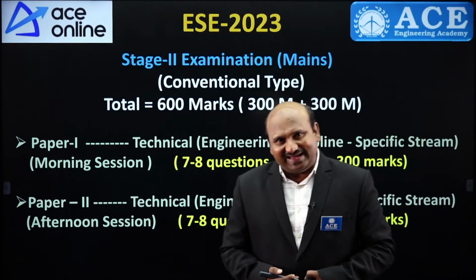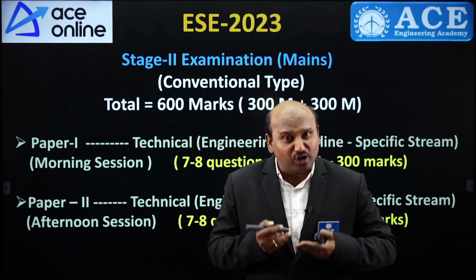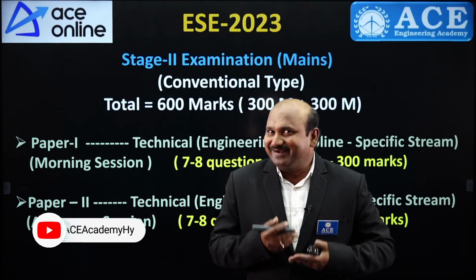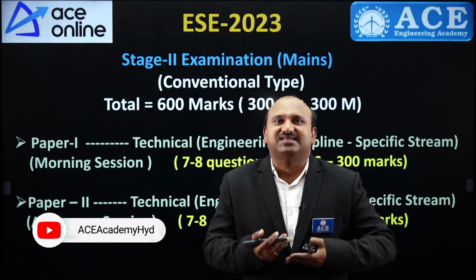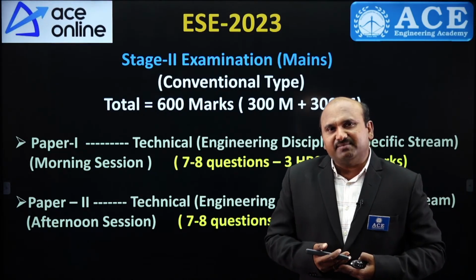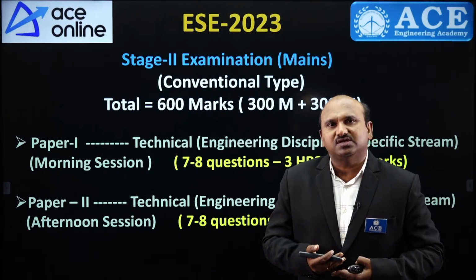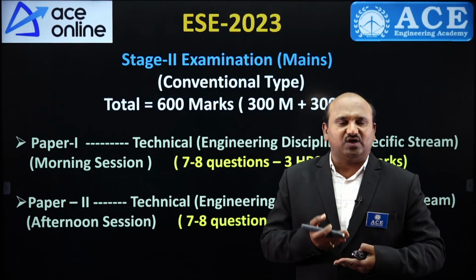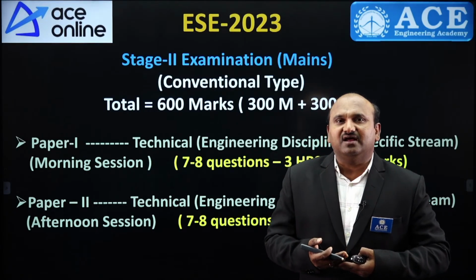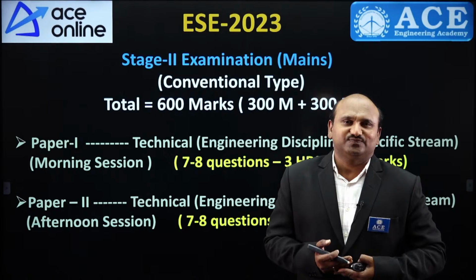You are aware that in ESE, the total was previously 1000 marks. Now, for the last 3 or 4 years, it is 1300, including stage 3, nothing but the interview. I think in the ESE examination, you have 3 stages: stage 1, stage 2, stage 3. Once you get through stage 1, then you are eligible to write the conventional type. After that, once you clear stage 2, then only we need to go for the interview, right?